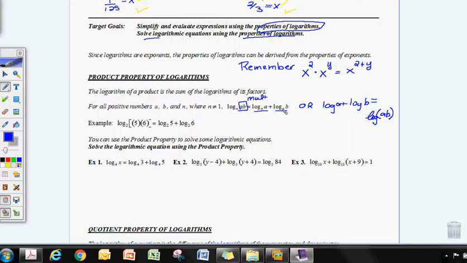So this is a rule that you need to know, what I'm going to call forwards and backwards. So looking at this is log base 2 of 5 times 6, written as log base 2 of 5 plus log base 2 of 6. Again, you need to know how to do that. So this is using the product property. We're going to solve problems having to use that.